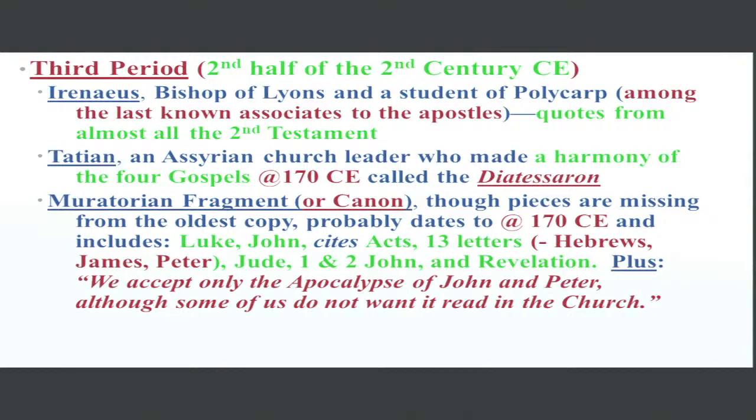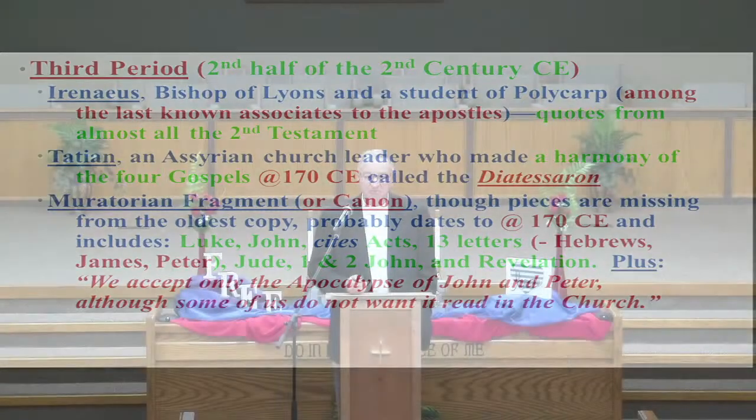That's important because you'll see people are discussing those pieces later on. Plus, he said, we accept only the Apocalypse of John and Peter. Well, you say, wait a minute, we only have the Apocalypse of John. It's called Revelation. Well, next week when I show you all these pieces, there are about 12 to 24 pieces of apocalyptic material that are related to the First Testament, and the Apocalypse of Peter is one of them. Still, people didn't want it read in the church because of its mystery and its visionary language.